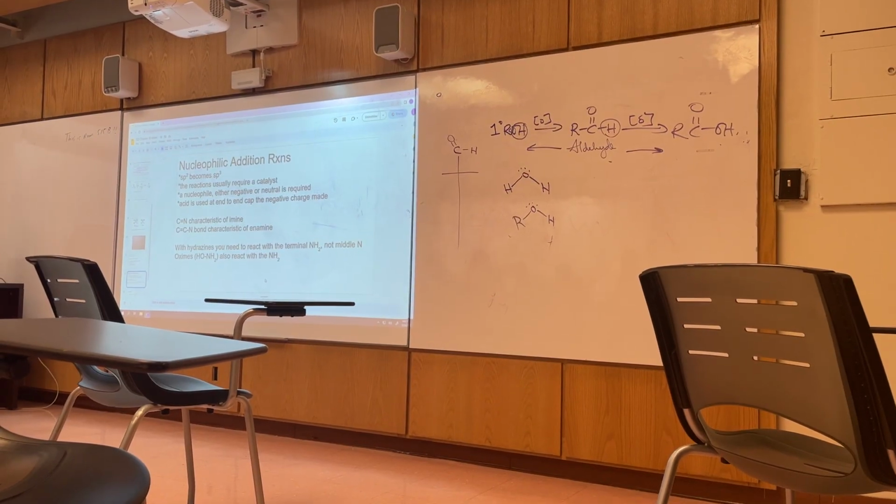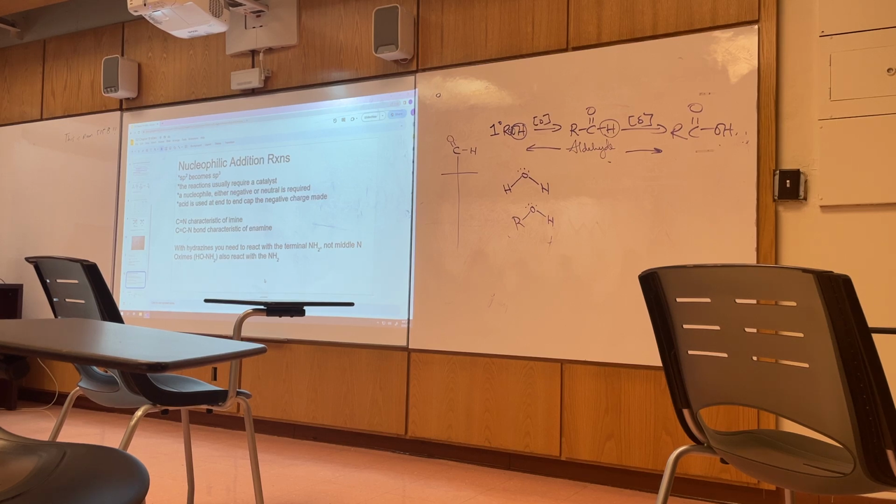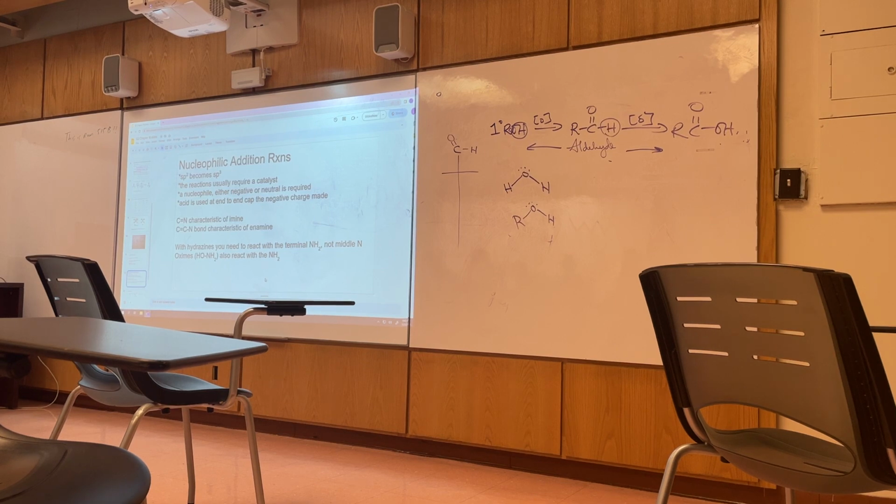So here, sp2 will become sp3 at the end. This is one thing to keep in mind. When you do these mechanisms, a double bond will disappear. Everything will be single bond at the end. That's what that means. sp2 becomes sp3.